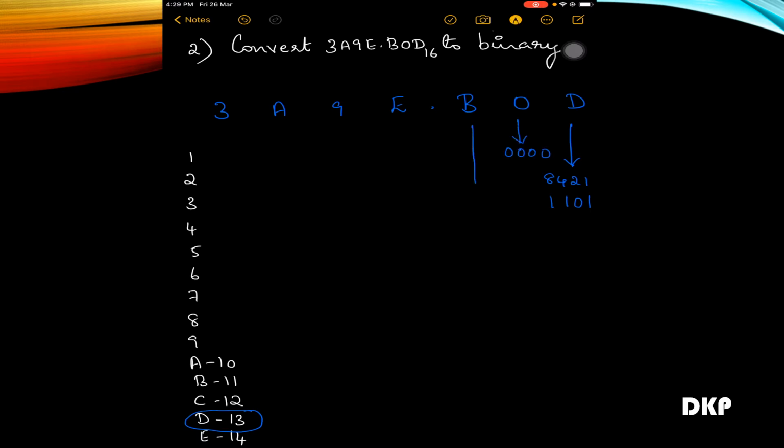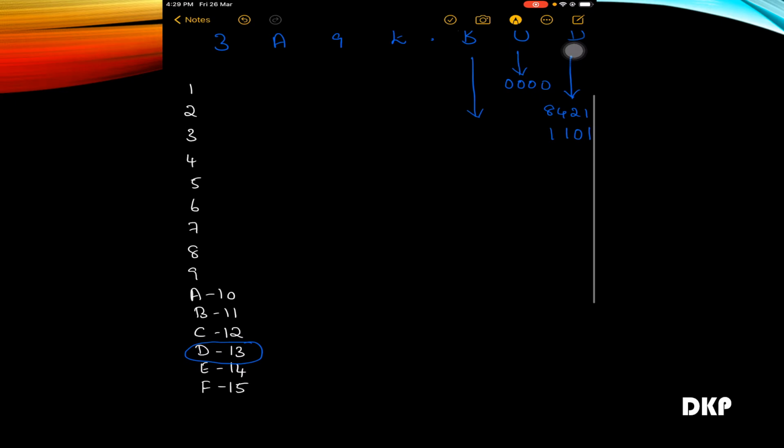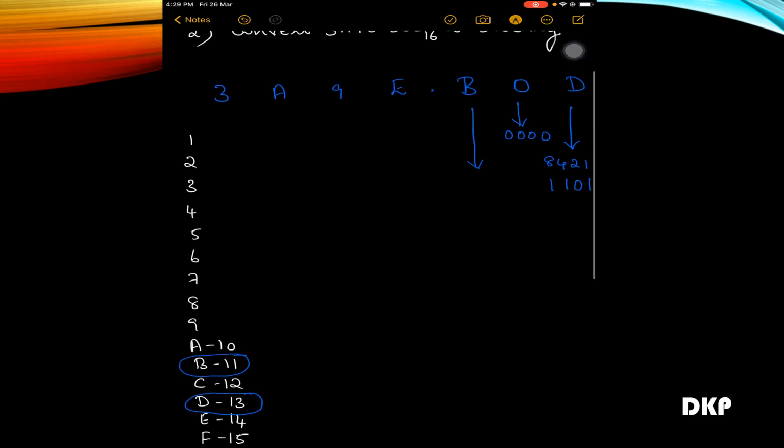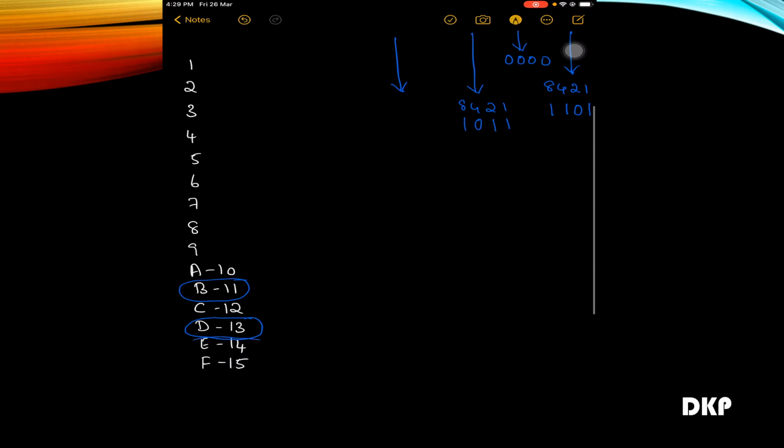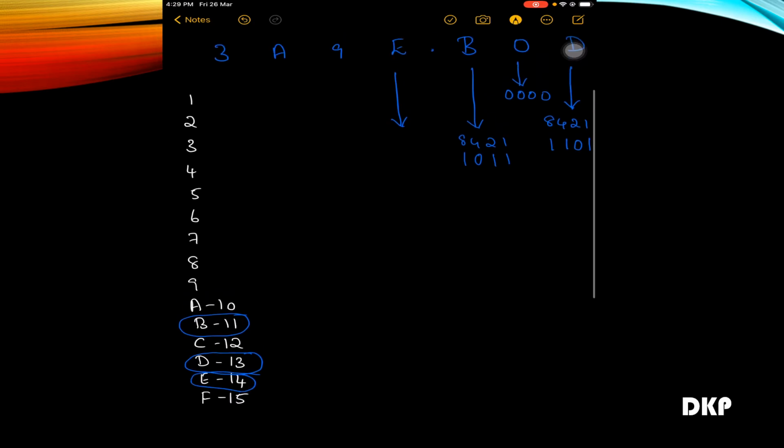What is the binary of 0? 0000. What is the binary of B? B represents what? B represents 11. Therefore, 8 plus 2 plus 1 gives 11. Therefore, what is the binary of 11? 8 plus 2 plus 1 means write 1 under 8, 2 and 1. The remaining bit as 0, 1, 0, 1, 1. Similarly, you can write the binary for E. E represents 14. That is 1, 1, 1, 0.